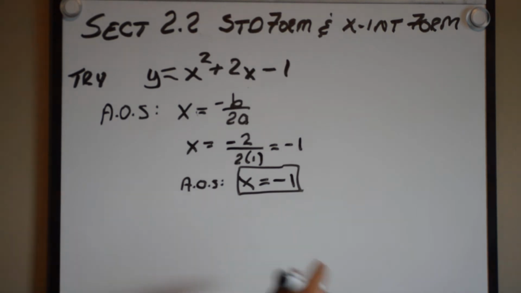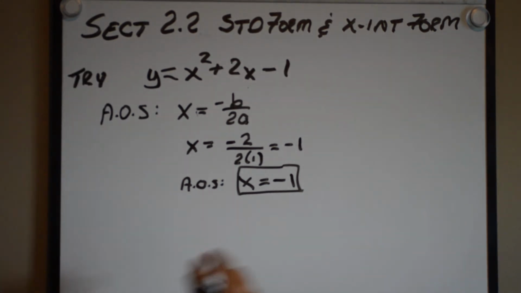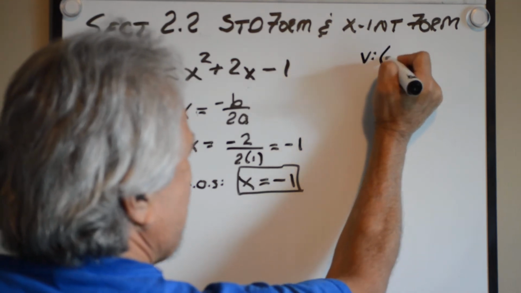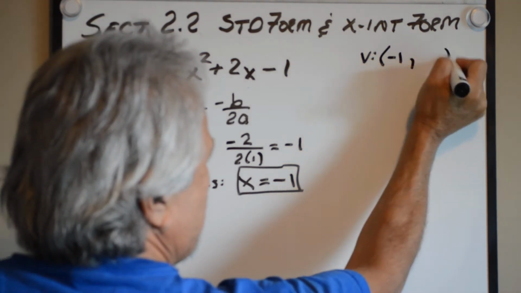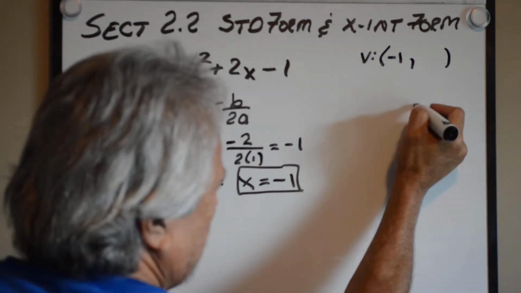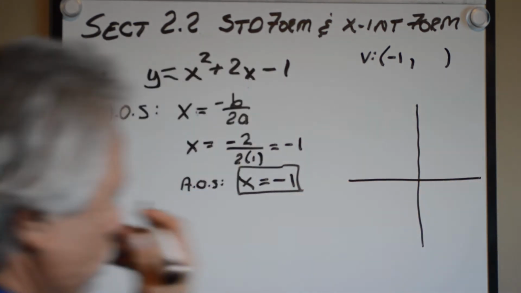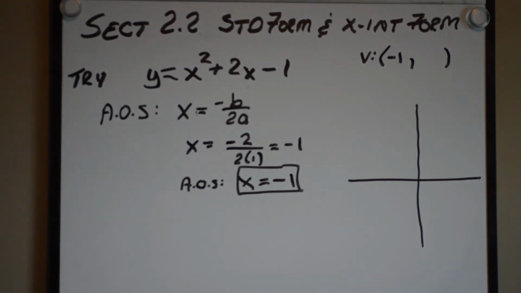Once I get that, I'll put it over here, I know that my vertex is going to have an x-coordinate of negative 1. So let me draw this here. Remember, you are always using graph paper. Always.